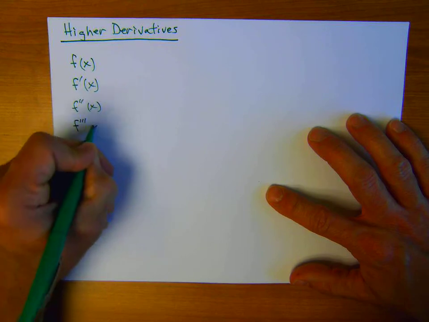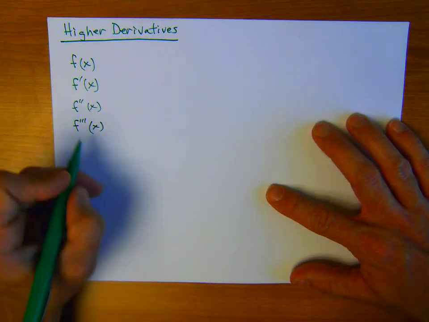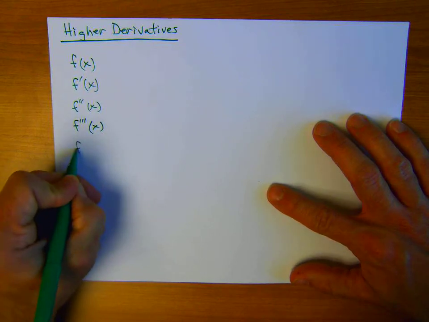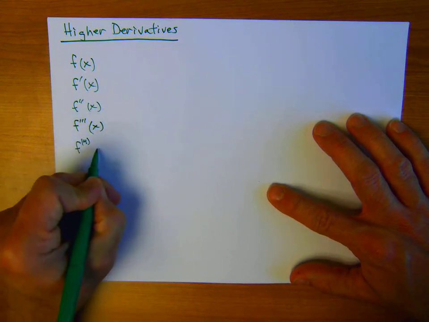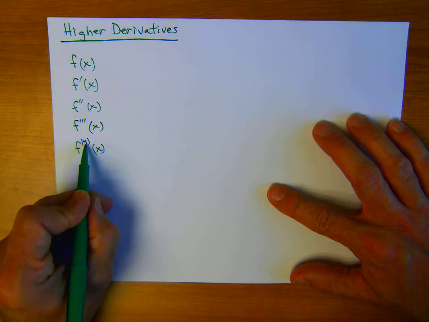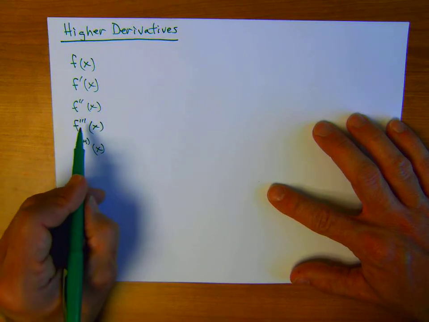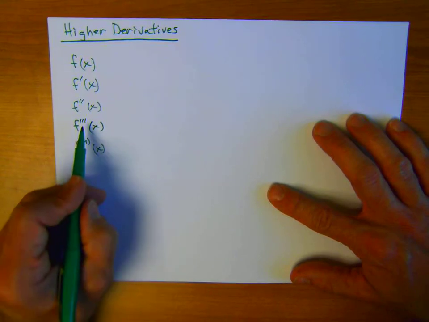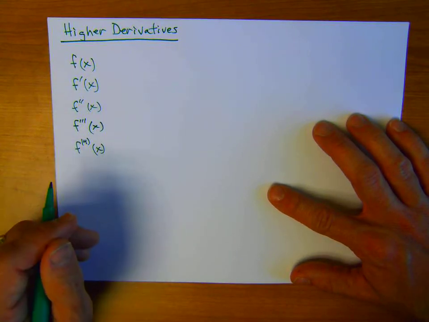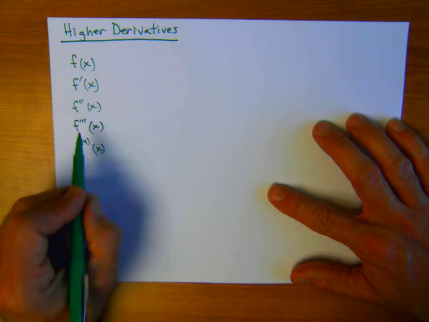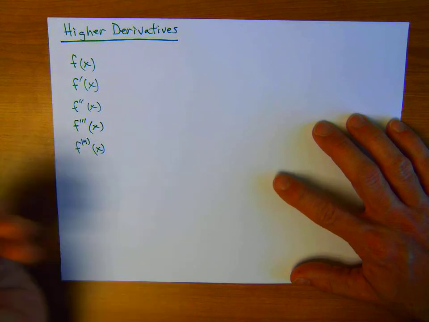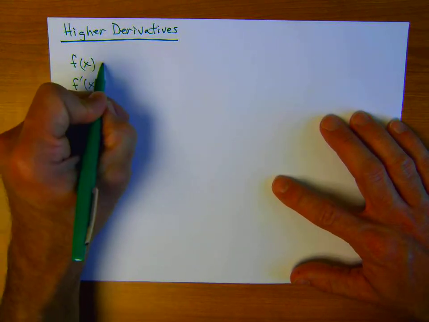Notationally, I just want to point out that after 3 primes, the convention is to start putting a number up there in parentheses. So the fourth derivative of f, we would denote this way. I guess it just gets too cumbersome. You can glance and see 3 primes. Beyond that, it might be hard to tell the difference between 7 and 8 little prime marks, so we just use this notation.